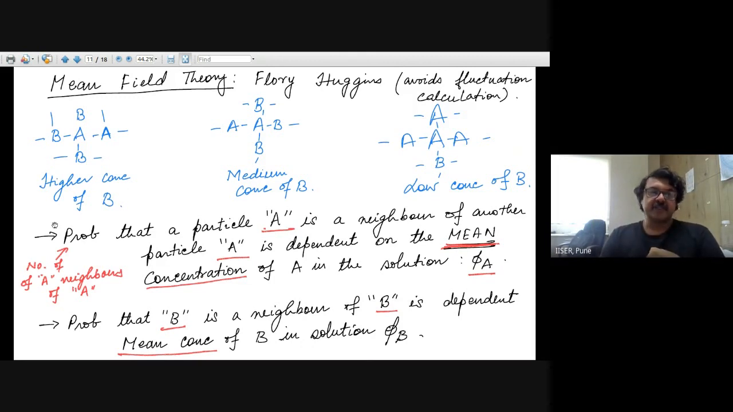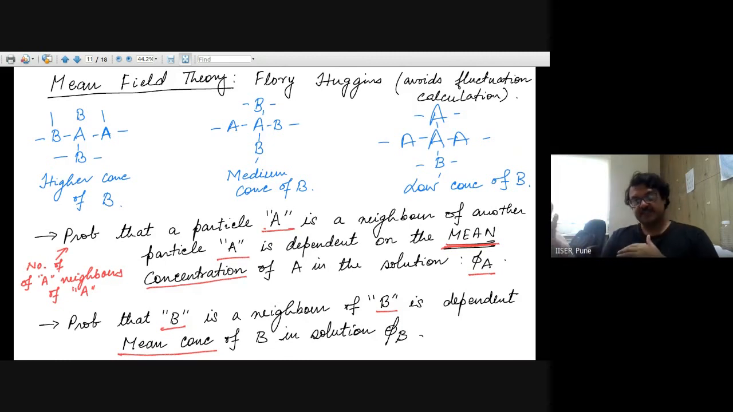So basically what we are going to say in the mean field theory, while calculating the energetics of mixing, is that the probability that a particle A is a neighbor of another particle A is dependent on the mean concentration of A in the solution, that is equal to phi A.